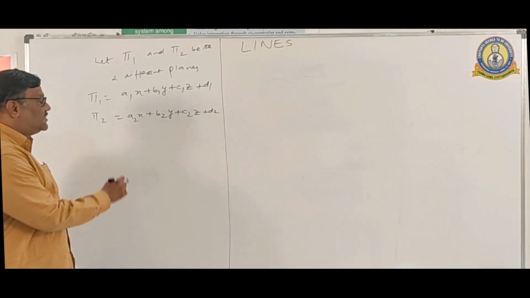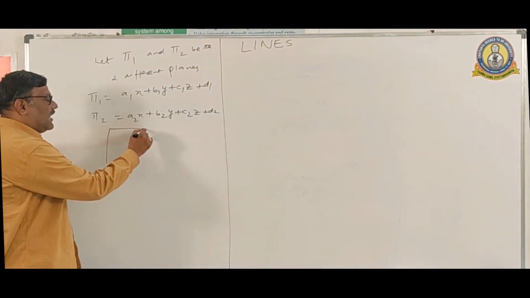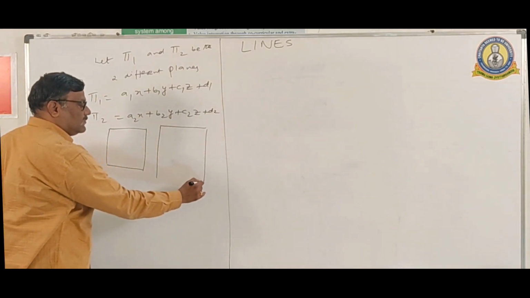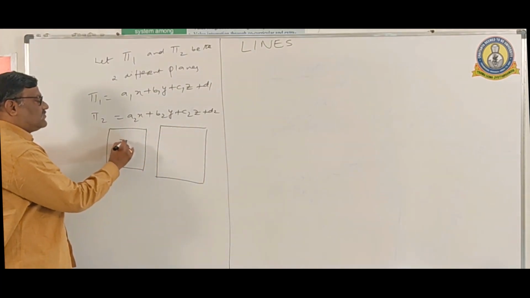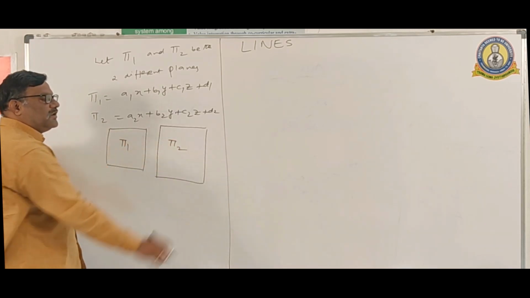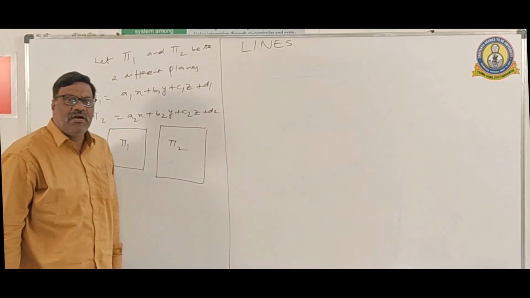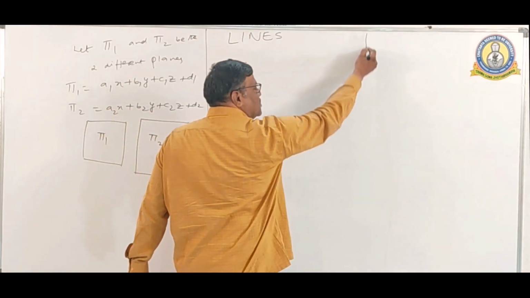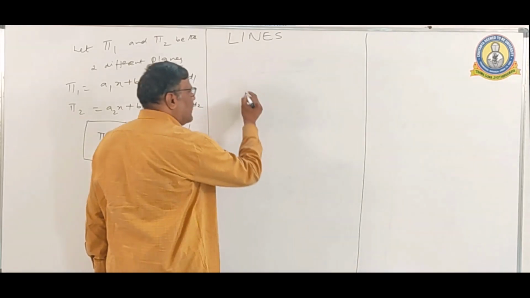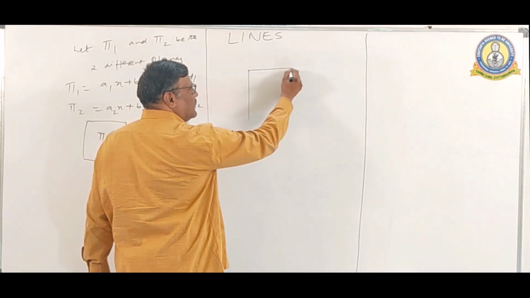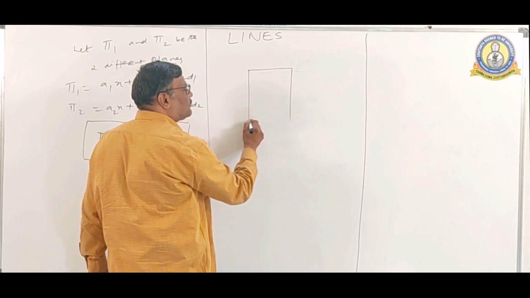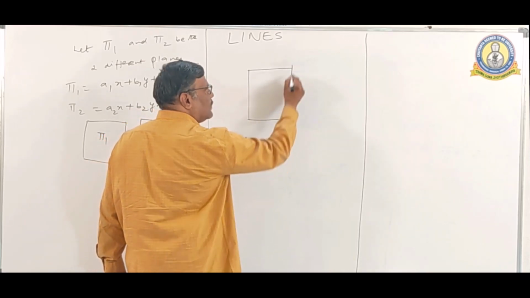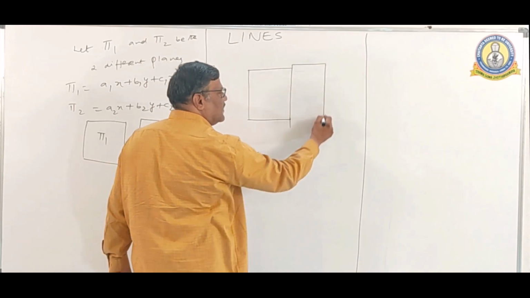Now I would like to represent these two different planes geometrically as follows. This is taken as phi1 and this is taken as phi2. These are two different planes. Now I would like to intersect these two planes. The intersection part of these two planes is represented as follows here. This is the first plane, and this is the second plane.